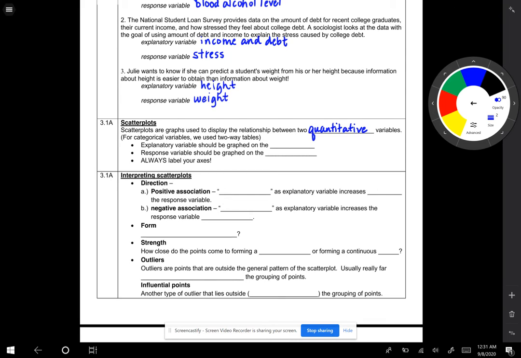Explanatory variables should always be graphed on the x-axis. So here would be the explanatory variable. The response variable should be graphed on the y-axis. Just like in algebra, you had your x variable as your independent variable on the x-axis, and then you had the variable y on the y-axis. Always label your axes, just like you did in the previous chapters.